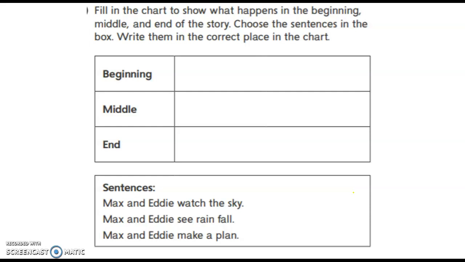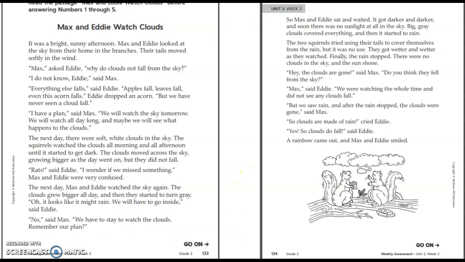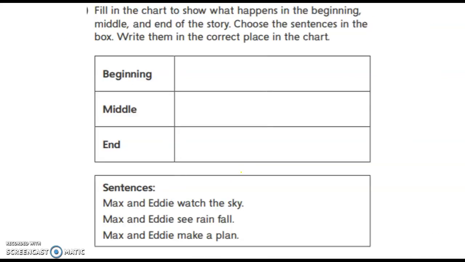So I see that we have Max and Eddie watch the sky. Max and Eddie see rainfall. Max and Eddie make a plan. What I'm going to do is go back into the text, so I know it's they watch the sky, they see rainfall, and they make a plan.